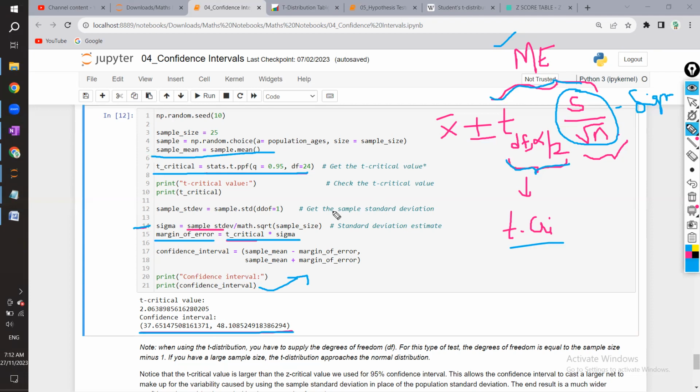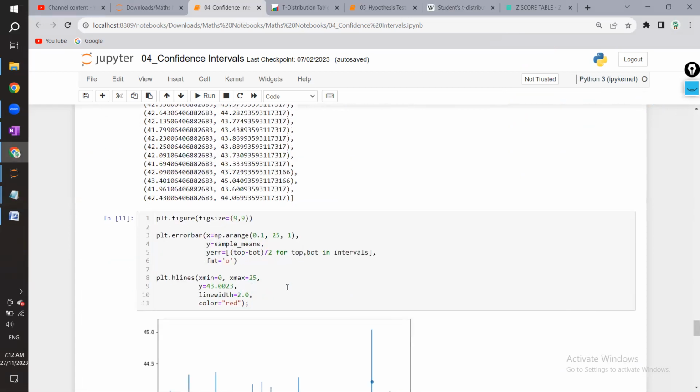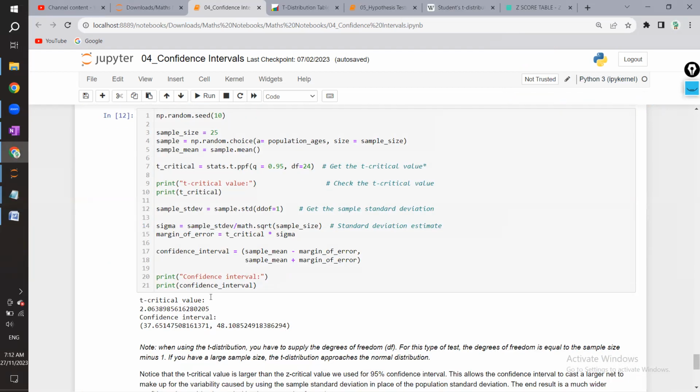Okay. So now this is a confidence interval from the T critical value. And what is the goal over here? Our goal is to capture the true population mean. And obviously, if you remember, our true population mean was around 43, right? So our true population mean was 43.0023. As you can see, it is able to capture it clearly.